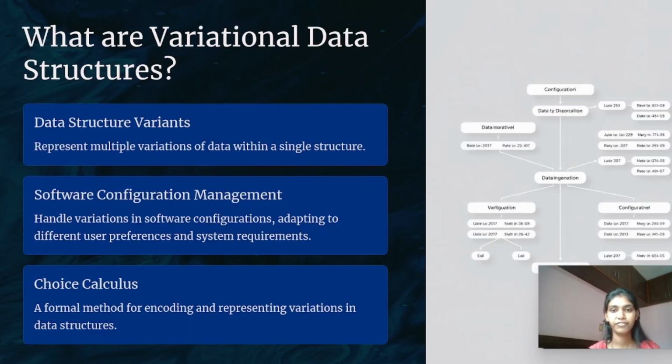So what are variational data structures? Variational data structures are a way to represent many different versions of data in a compact form. For instance, when handling multiple software configurations, we can represent all the options at once instead of handling them individually. One of the main concepts used to express this is called choice calculus, which allows us to work with different variations in data effectively.